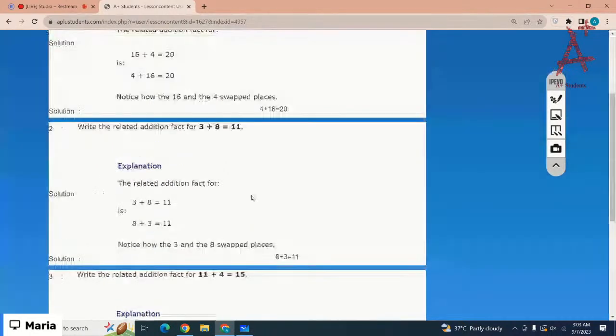Write the related addition fact for 3 plus 8 equals 11. So the related addition fact is either you write 3 plus 8 or 8 plus 3. They both have the sum 11, right? 8 plus 3 or 3 plus 8, they both have the sum 11. You just have to swap their places, right? Swap means change their places. Either you write 8 first or 3 first. The sum must be 11.